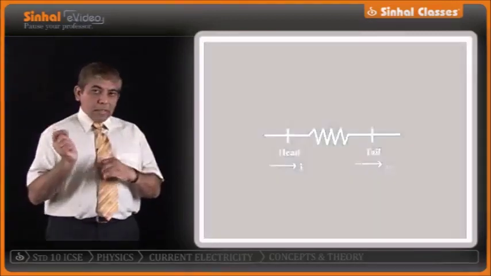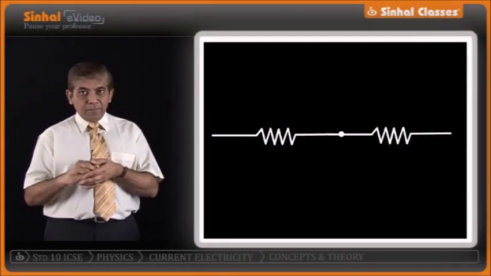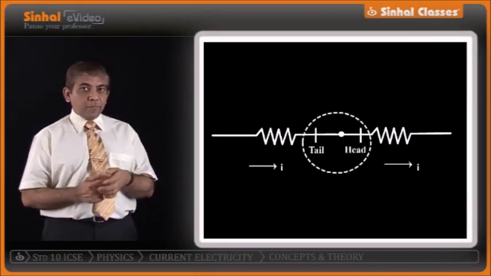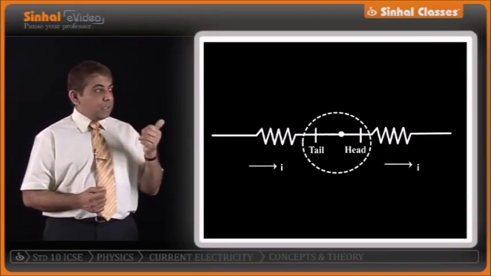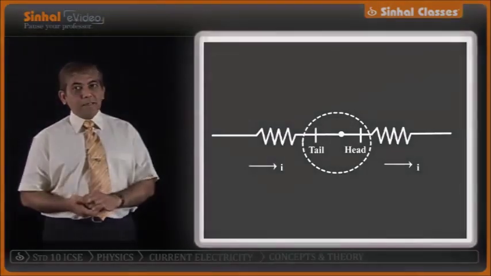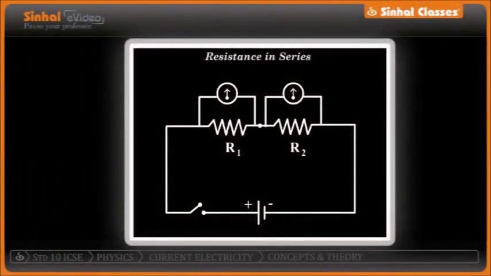So when the current flows through the resistance, we say that when the head of one resistance is connected to the tail of the other, resistances are said to be connected in series. However, I said this is a layman definition. The one who doesn't know anything about physics will give such a definition.